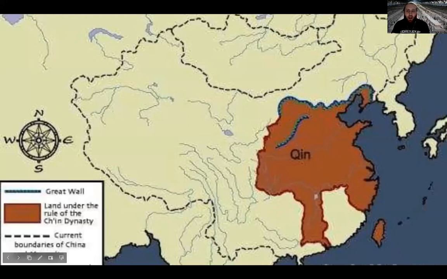But finally, after these many years of conquest, he brought this area that you see here under his rule, creating the Qin Empire, which is where we get the name China from. And he could have stopped here. He could have very much stopped here, but he didn't.